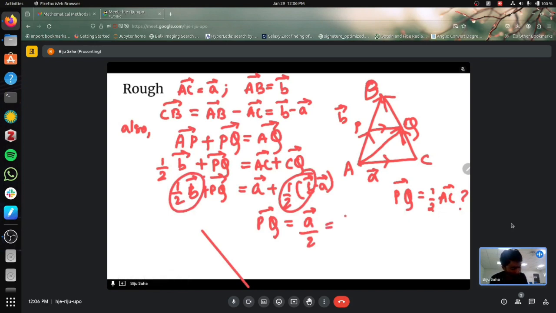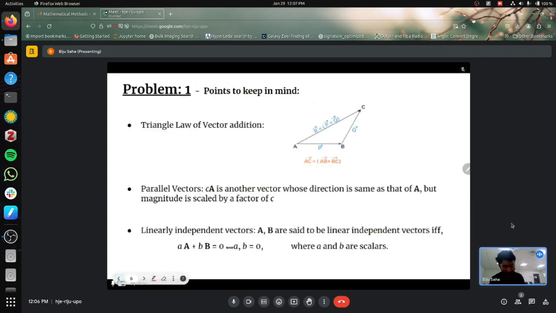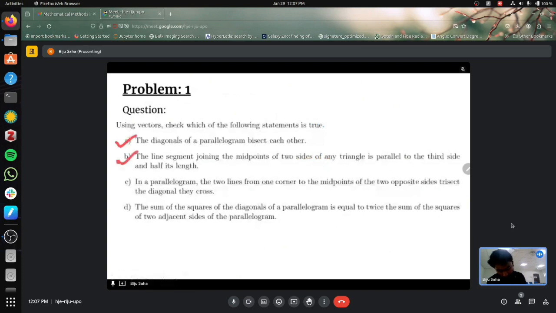A was, remember, AC. So this was the claim. The line segment joining the two midpoints indeed came out to be parallel, so they have the same direction, but the magnitude is half of the base vector AC. So in this way we actually proved that even the second statement is true. Similarly, you can also carry out a similar analysis for the C and D options.